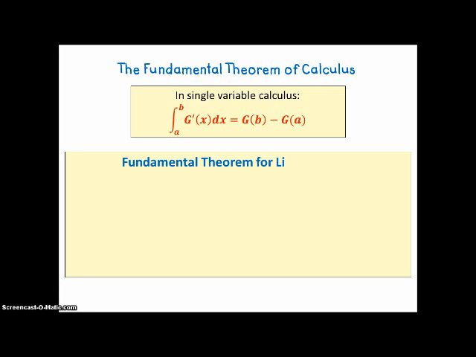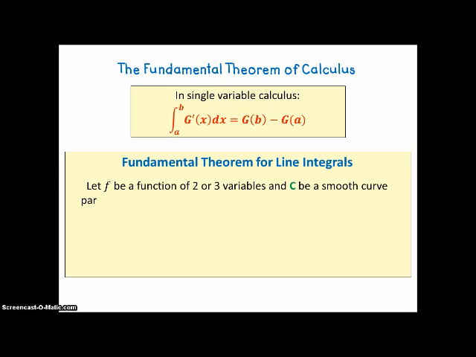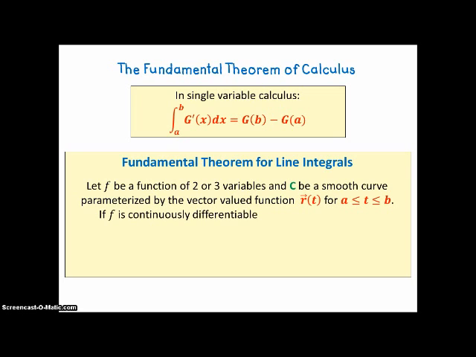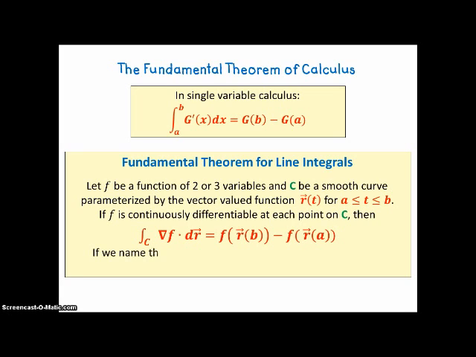The fundamental theorem for line integrals goes like this. Let f be a function of 2 or 3 variables and C be a smooth curve parameterized by the vector-valued function r of t for t between a and b. If f is continuously differentiable at each point on C, then the line integral of the gradient vector of f dotted with dr is equal to f of r of b minus f of r of a.